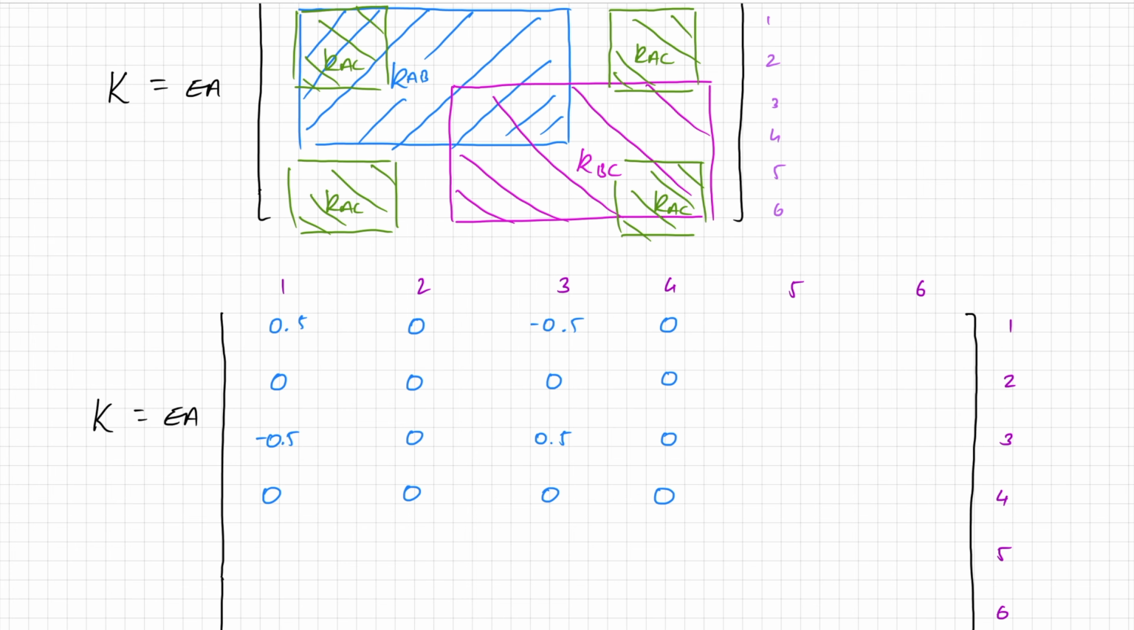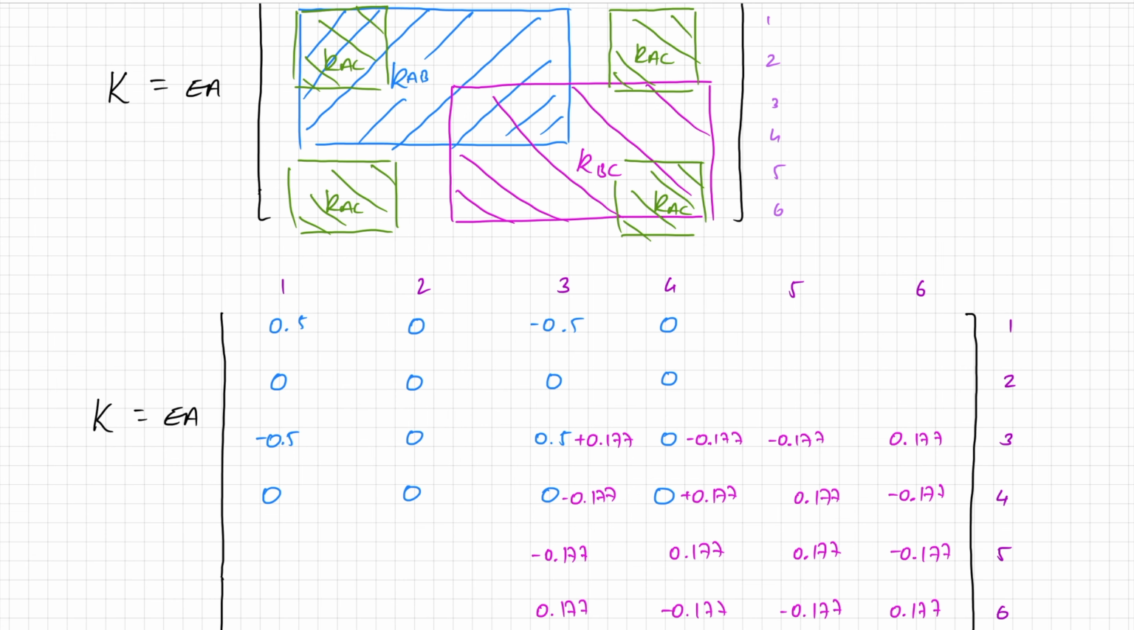So for BC, I start at 3, 3. So here I have plus 0.177, and I'm just continuing to add minus 0.177, and here I had just minus 0.177 and plus 0.177. And I'm just going to continue adding everything from all the stiffness elements for element KBC. And that's all of the members from KBC.